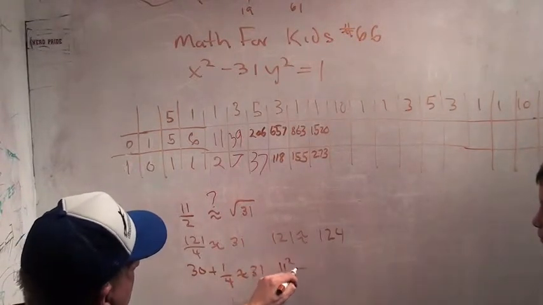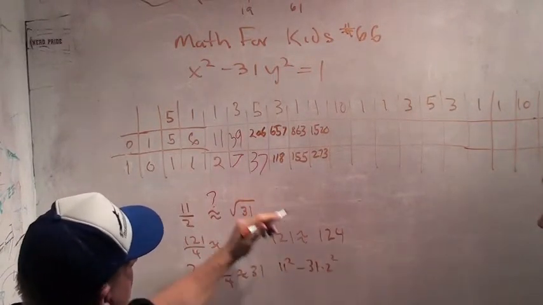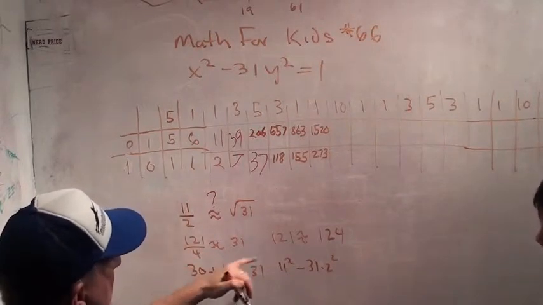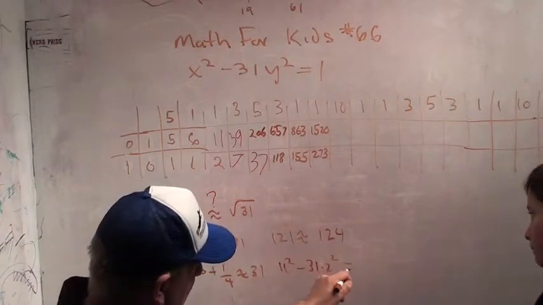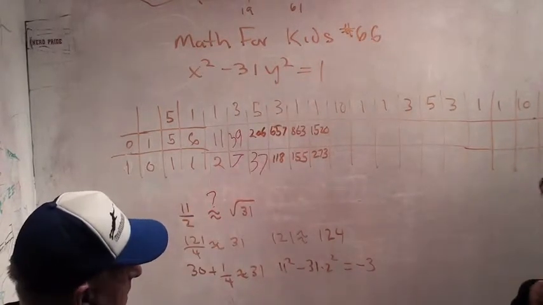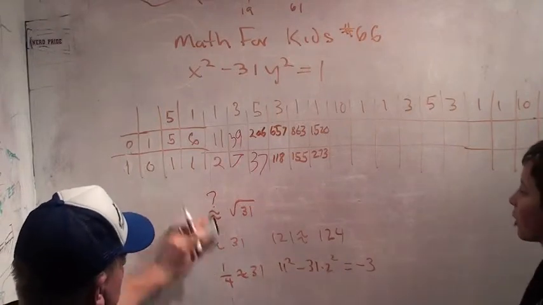11 squared minus 31 times 2 squared, which is 121 minus 124, is minus 3. Shoot, we were hoping to find something equal to 1. But it's close, right? Only off by 4.